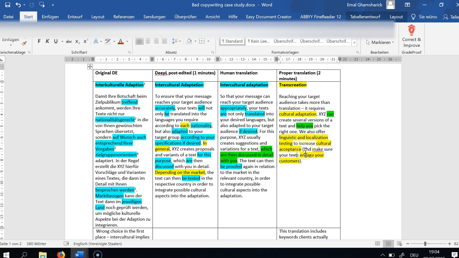But the important thing is here, I want to have the keywords, right? And look at this, it's maybe like half of it is maybe white space, but the rest is keyword. At least half of it is keywords. That's what I want. We also offer linguistic and localization testing to increase cultural acceptance and make sure your texts engage your customers. That's like kind of another promise, but it's a logical consequence, I guess, of having a culturally adequate text. So you might not need to put it in there. You could even make it shorter, right?